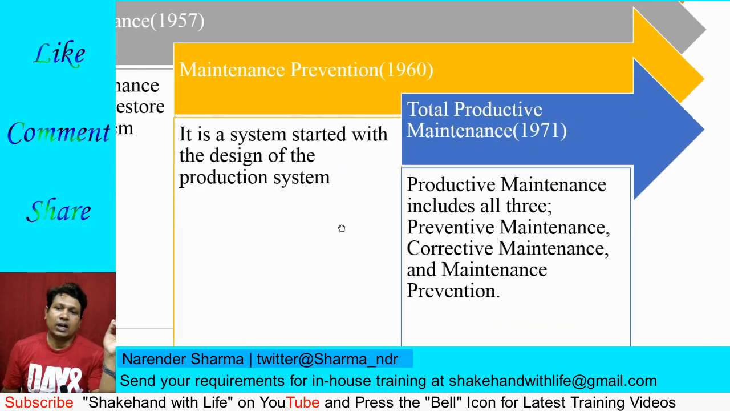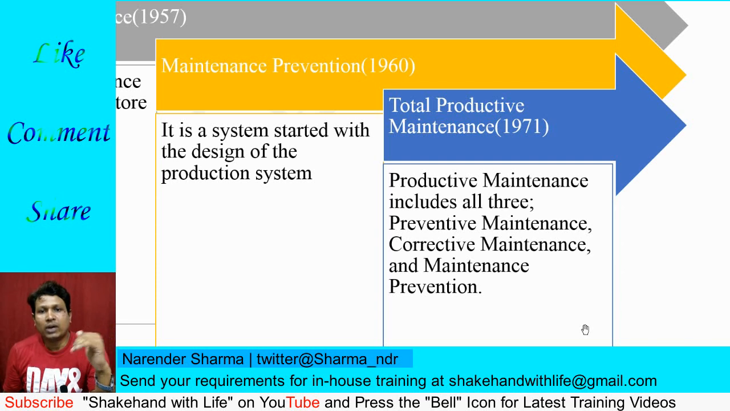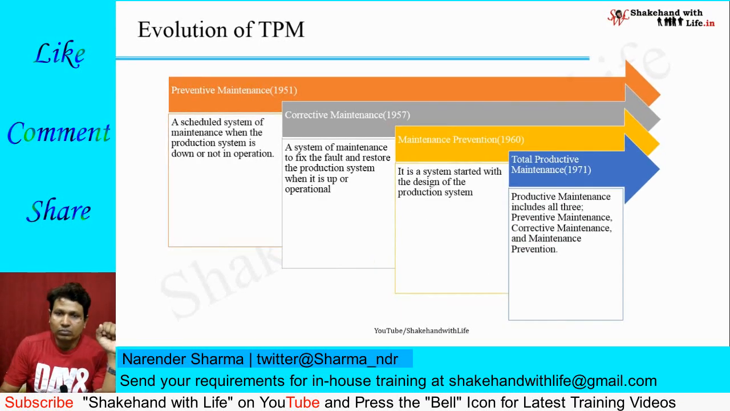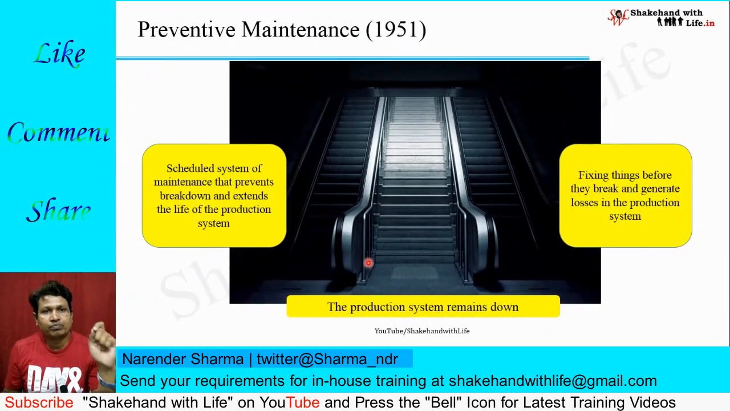And then in 1971, total productive maintenance, which includes all three: preventive maintenance, corrective maintenance and maintenance prevention. The word total implies including every department and involving everyone from top to bottom. So this is the evolution chart of the TPM. Now I will discuss each maintenance methodology: preventive maintenance, corrective maintenance and maintenance prevention, one by one.